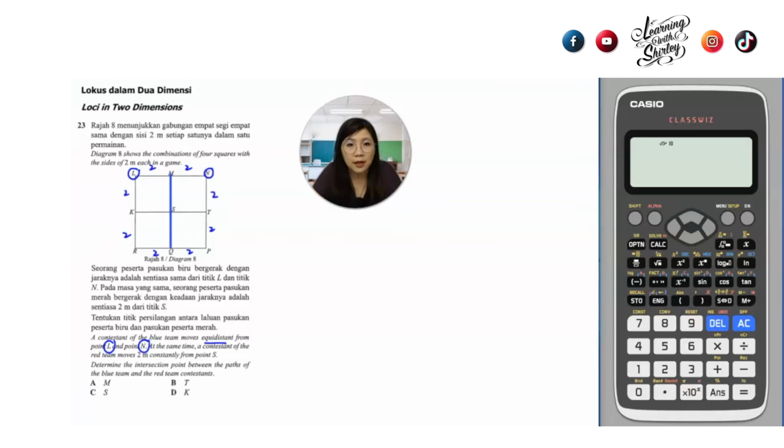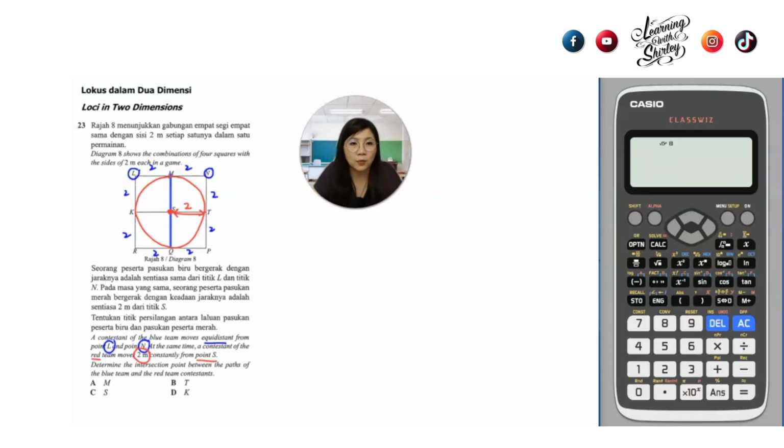So what else they say? Okay, at the same time, a contestant of the red team moves 2 meters constantly from point S. Okay, so it's 2 meters from one point, so the locus is a circle. Where is S? S here, so we treat this as the center of the circle. Okay, so it's going to be like 2 meters from S. So this is a circle, yeah? From here to here, the radius is 2 meters.